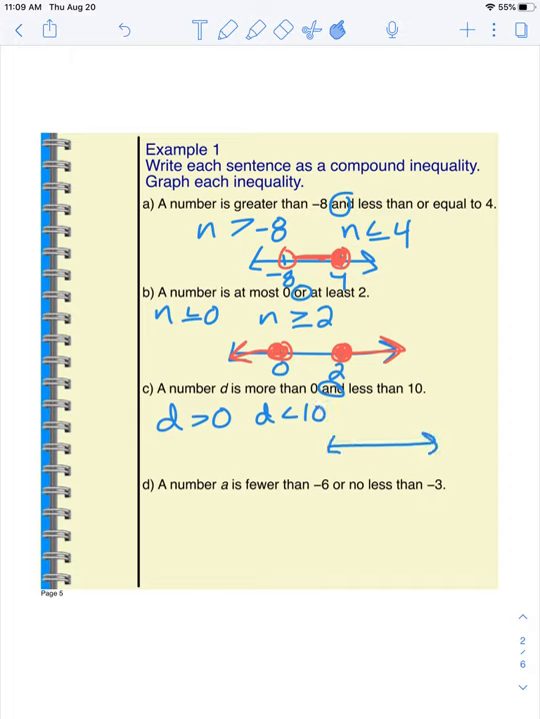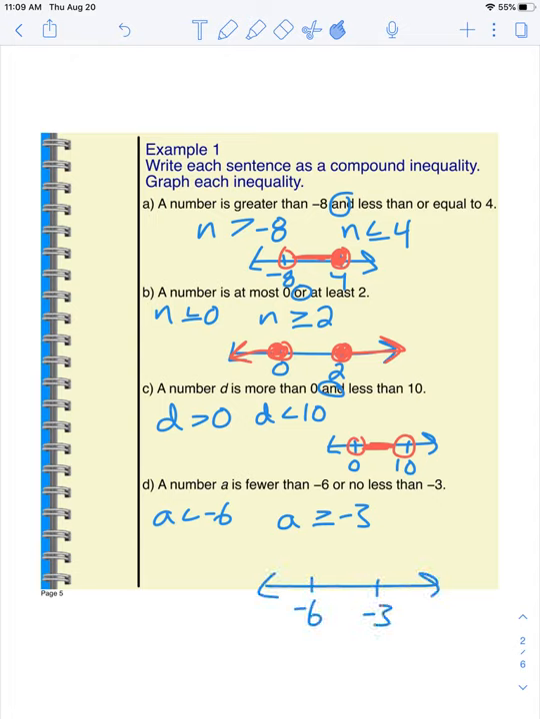We draw this on a number line. We have 0, we have 10. It has to be greater than 0 and less than 10. So it has to be between 0 and 10. All right, last one. A number A is fewer than -6 or no less than -3. No less than -3 meaning greater than or equal to -3. All right, so we're going to set this up on a number line. We have -6, we have -3, and A can be less than -6 or greater than or equal to -3.